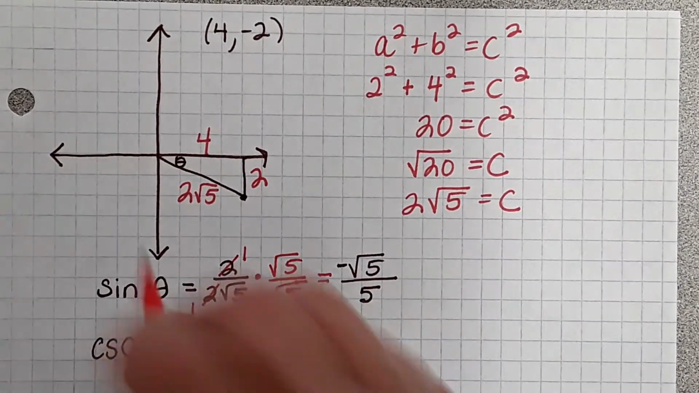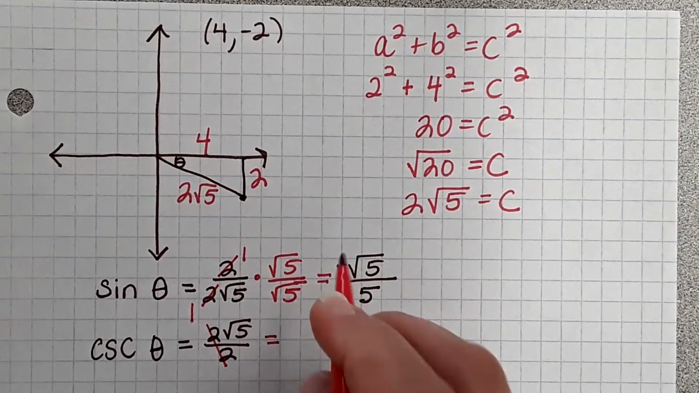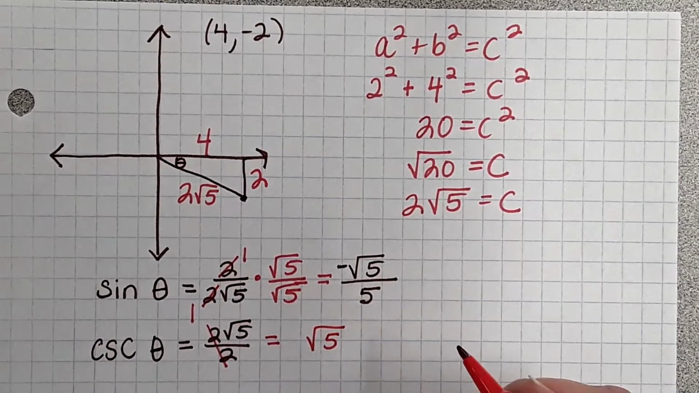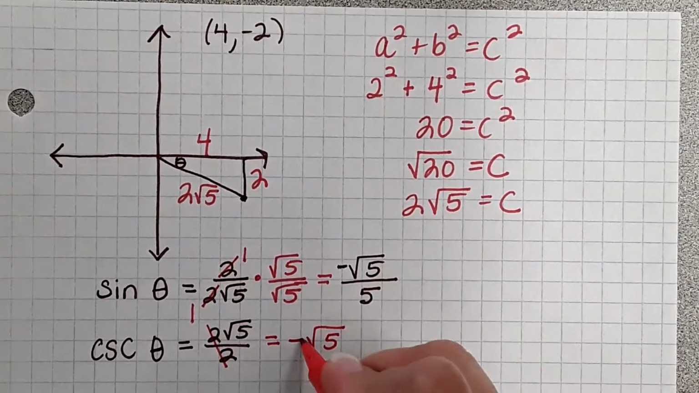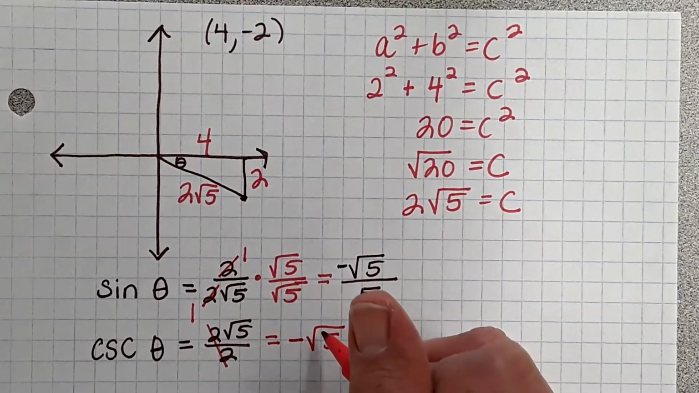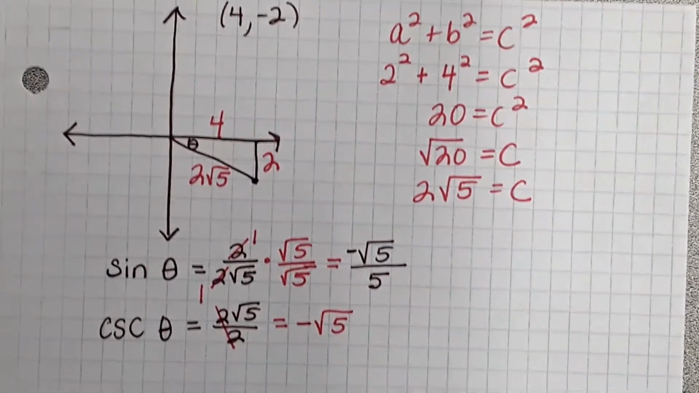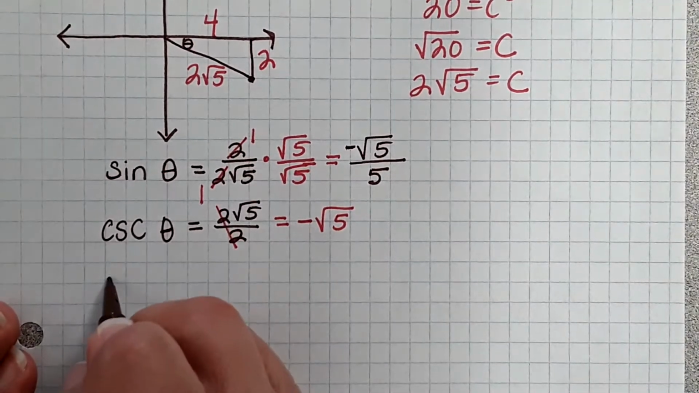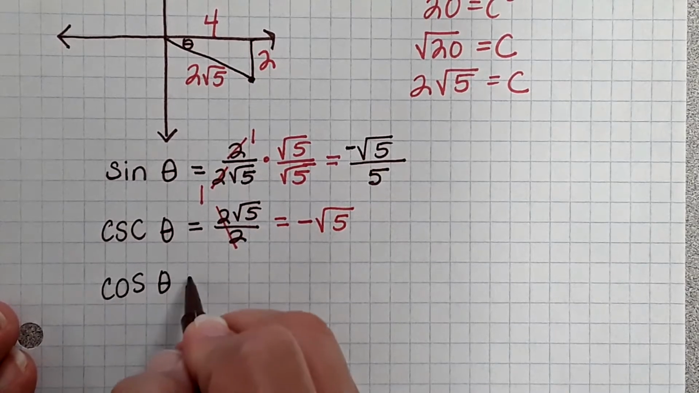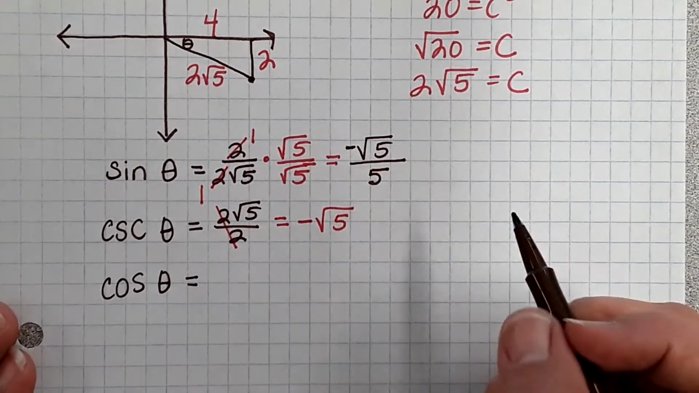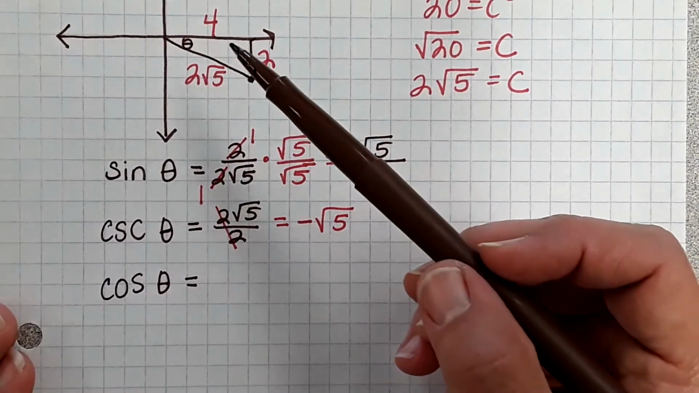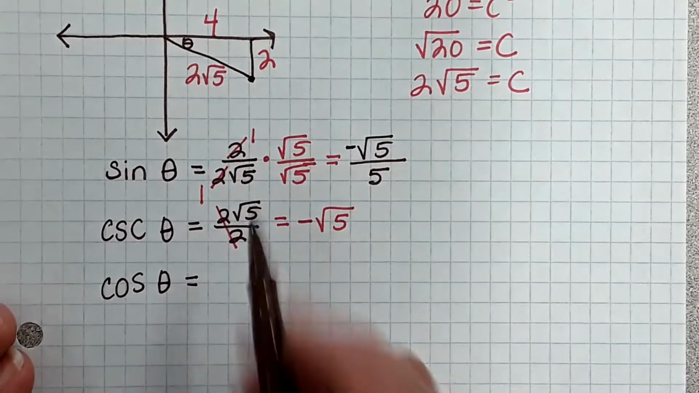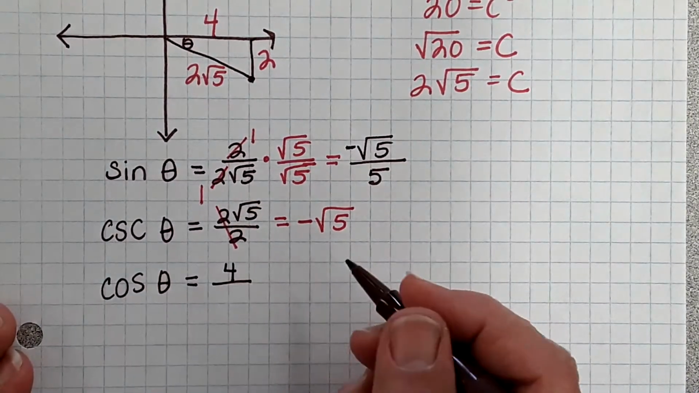Cancel out the 2's, and what am I left with? Okay, and when we do that, is cosecant positive or negative? Negative. If sine is negative, then cosecant is negative. Okay, we're going to use that picture again. Now we're going to find cosine of theta. What is cosine of theta? Cosine is the adjacent over the hypotenuse. So what's the adjacent side of theta? 4. What is the hypotenuse?